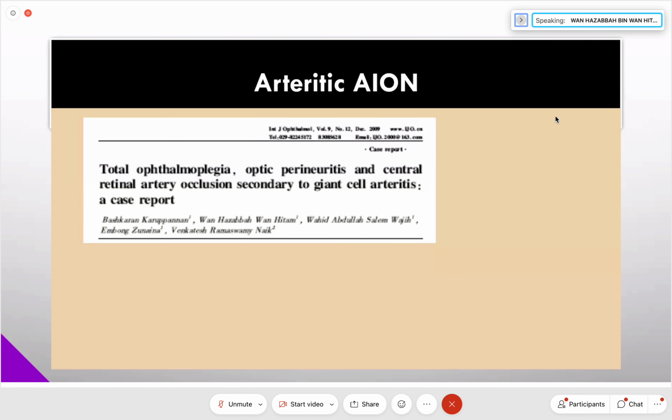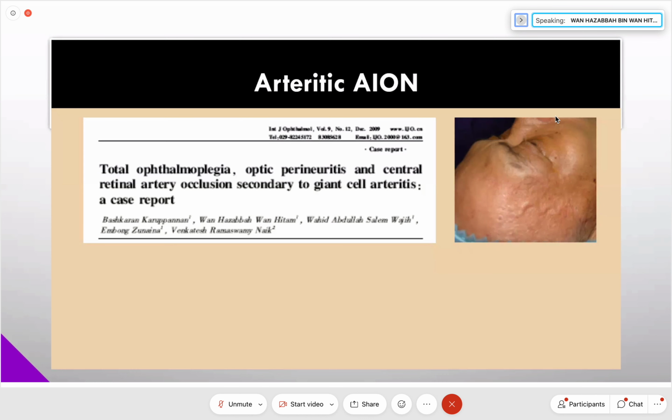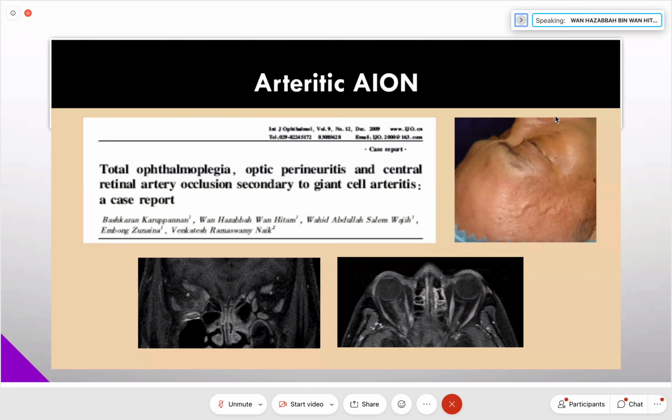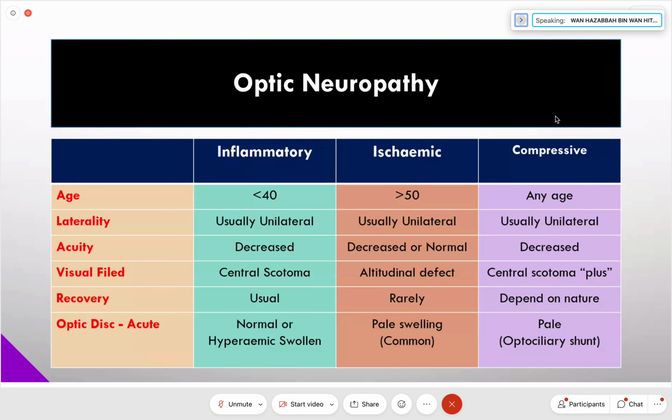So okay, if you have even one case, you can report it here because this is very rare. Previously we had one case here. You can see the temporal artery is quite prominent here. The biopsy proven, okay, and then these are the findings where the patient presented with optic perineuritis.